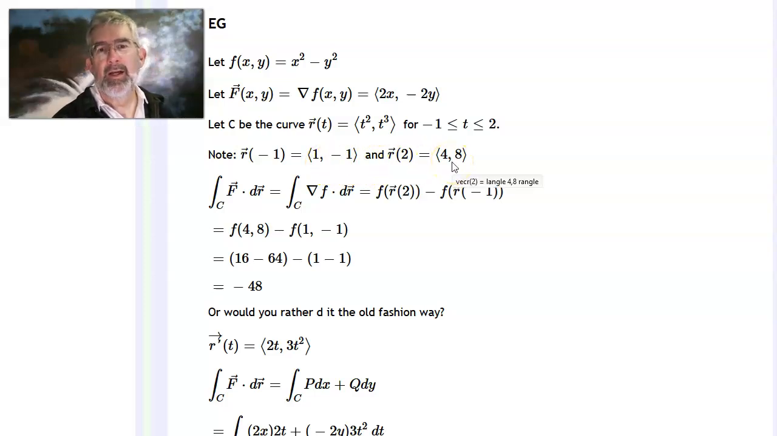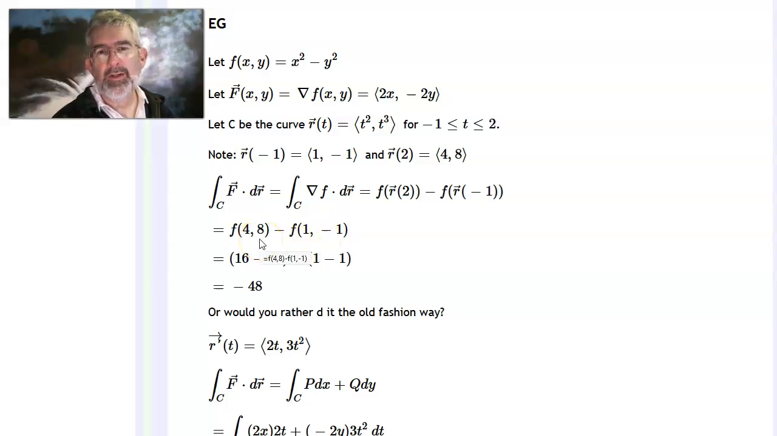Now I want to do the line integral of that vector field F along the curve C. Well, that vector field F is the gradient of little f, and the fundamental theorem of line integrals says let me just take the potential function, plug in the endpoint, r of 2, and subtract what I get when I plug in the start point, r of -1. Well, r of 2 was 4, 8, and r of -1 was 1, -1.